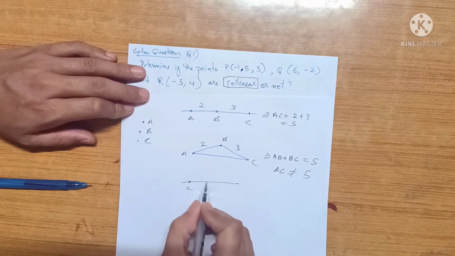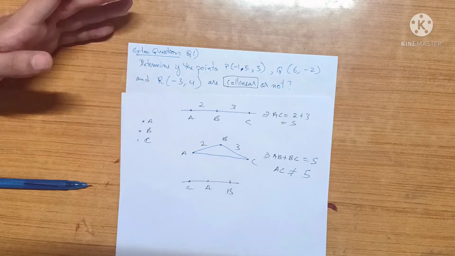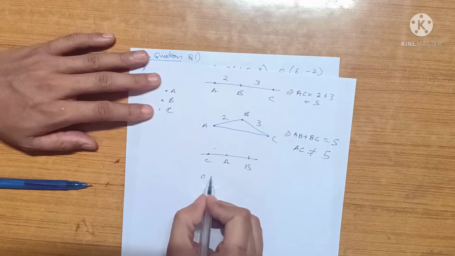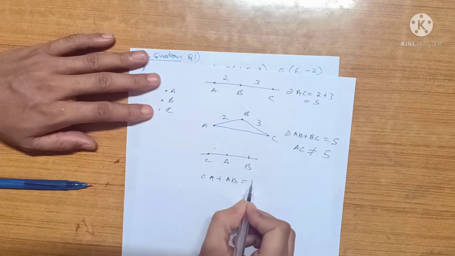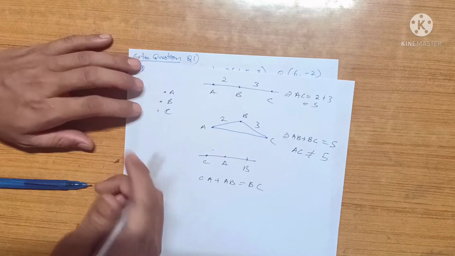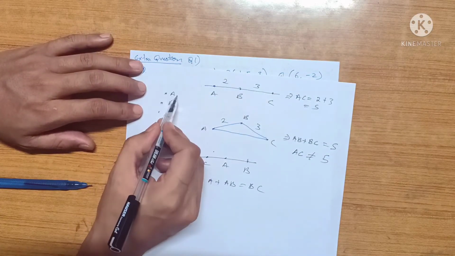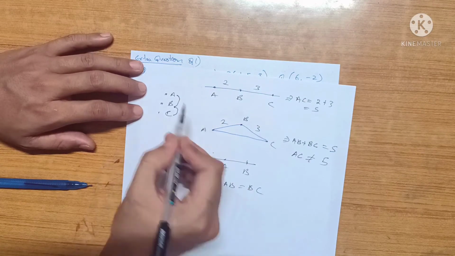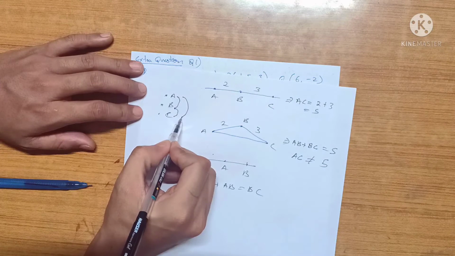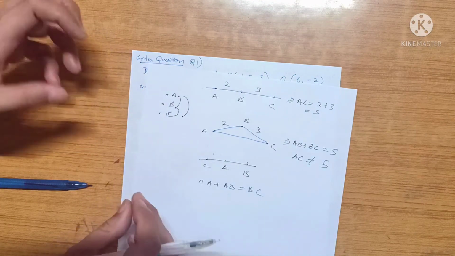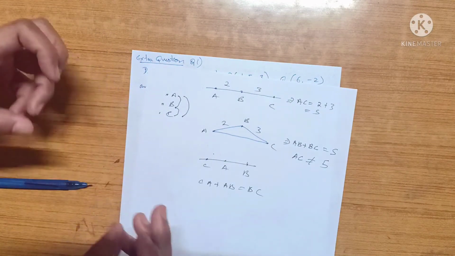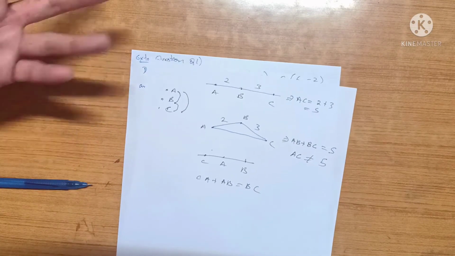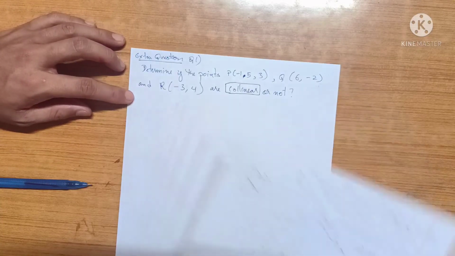Sometimes it might be C, A, B also. Who knows what the combination would be. But if they're lying on the same plane, like CA plus AB will be equal to BC. So if there's 3 points A, B, C, then you have to find the distance between AB, then the distance between BC, and then the distance between AC as well, and then see if the sum of any two of those is equal to the third one or not. Okay, that's how you know if things are collinear or not.